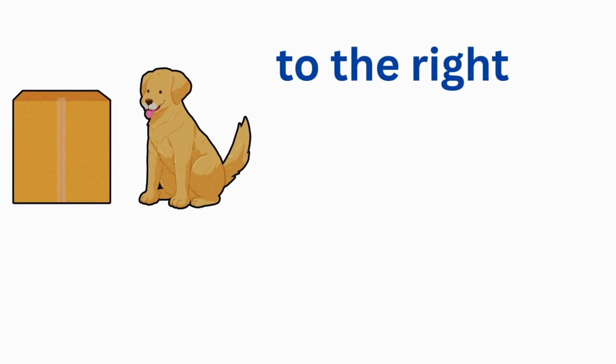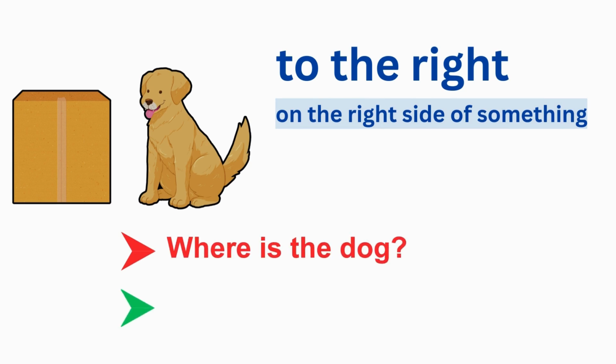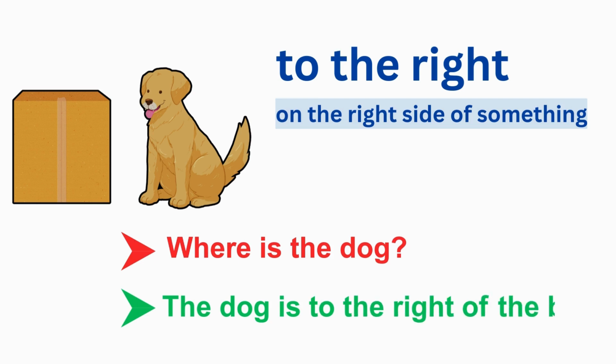To the right, on the right side of something. Where is the dog? The dog is to the right of the box.